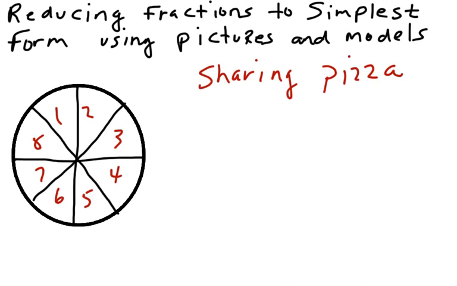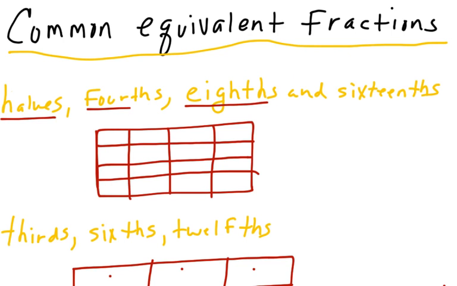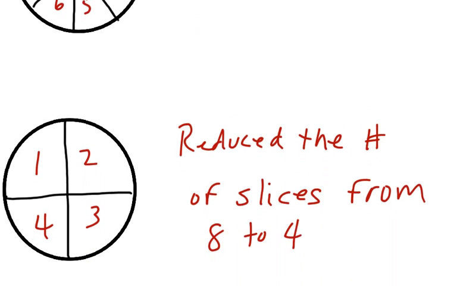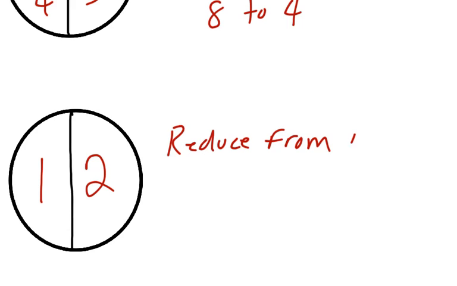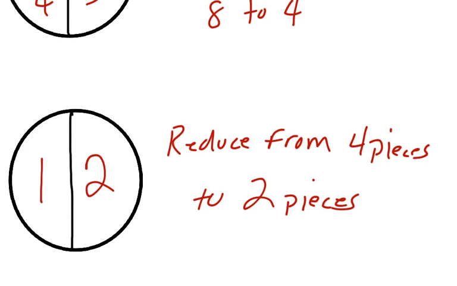But looking at our common equivalents, we can probably get a little bit smaller. And the smallest we can go is a half, 2 pieces. So we can reduce from 4 pieces to 2 pieces. You remember, when we're thinking about reducing fractions to simplest form, we're thinking greedy.